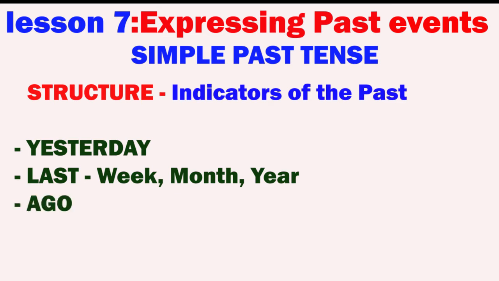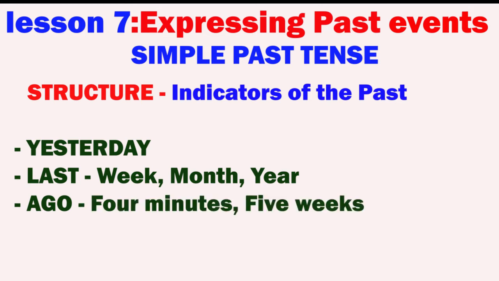Another indicator is ago. Okay, we are also using ago to show that the action that we are talking about is of the past. For example, you can say 4 minutes ago, or 5 weeks ago, or 2 years ago. Ago also means the same as last, which is iliyopita. So when you say 4 minutes ago, it's just like saying dakika nne zilizopita. So those are indicators that are normally used in constructing sentences that are of the past.